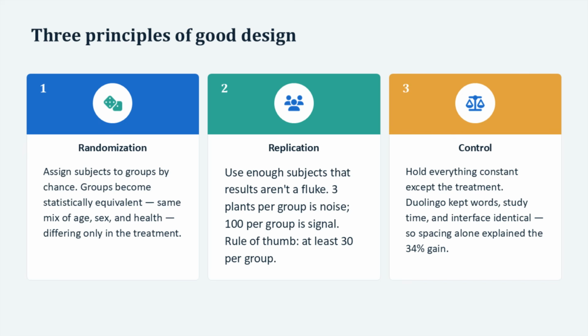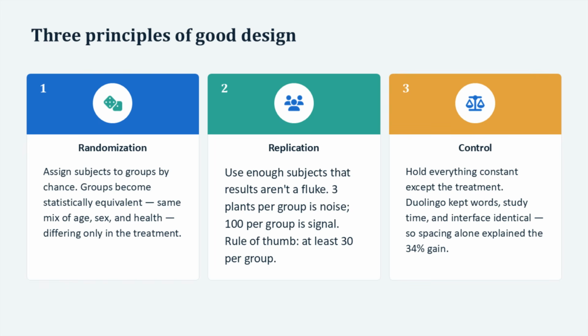The first principle is randomization. Randomization means assigning people to the treatment group or the control group by chance. You might think of something like flipping a coin, or, more realistically, using a random number generator. Now, why do we bother doing that? Here's the beautiful part. When people are randomly assigned, the 2 groups tend to become similar overall.